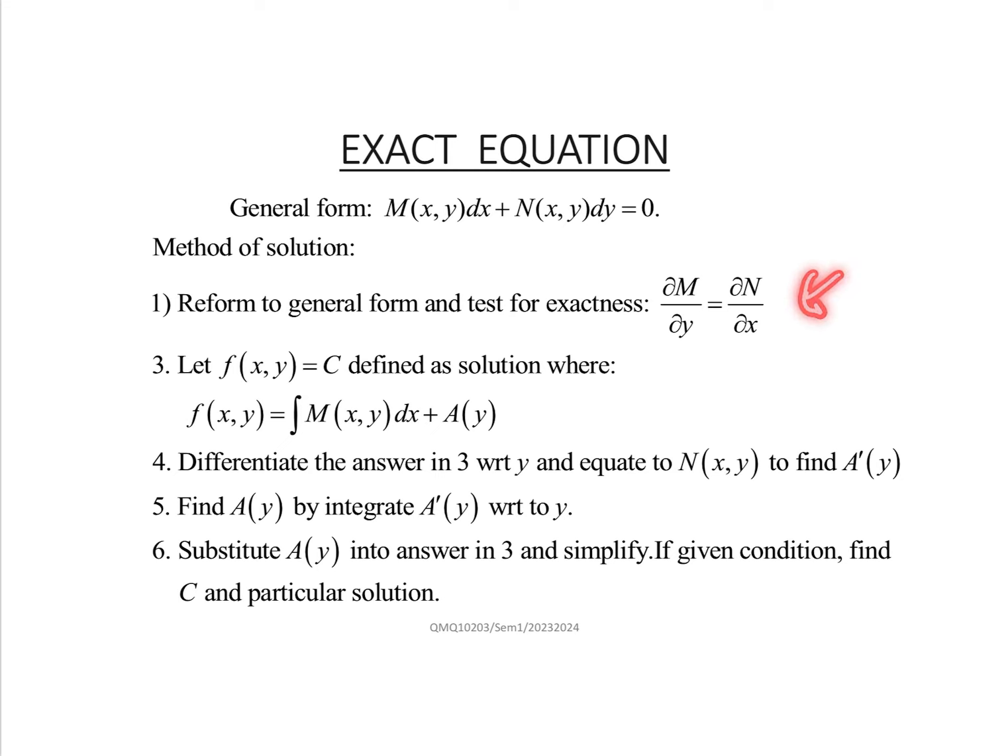So in order for this equation to be called an exact equation, it must have this condition, where if you take the partial derivative of function M with respect to y, this is just equal to the partial derivative of function N with respect to x. We call this the test for exactness.